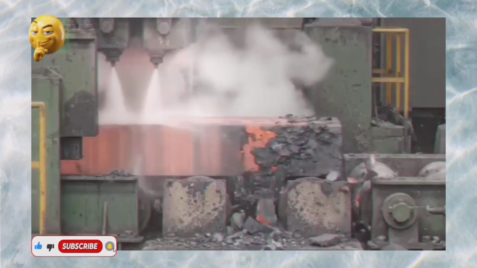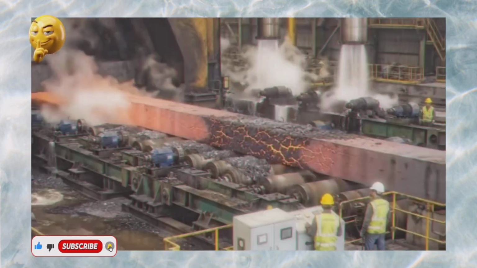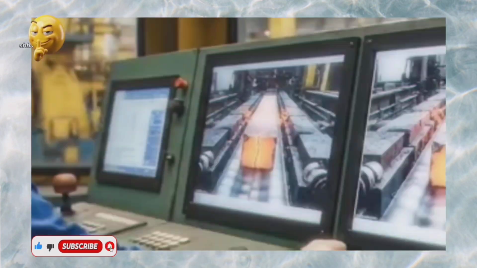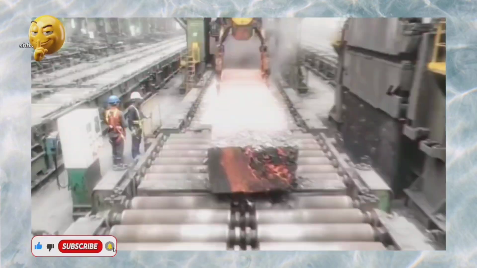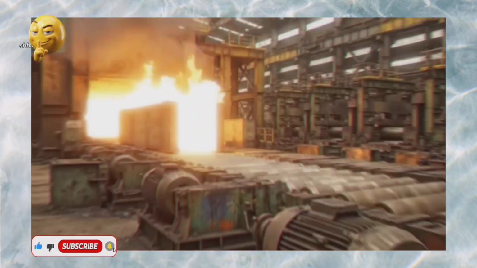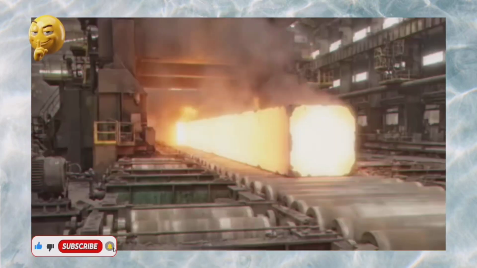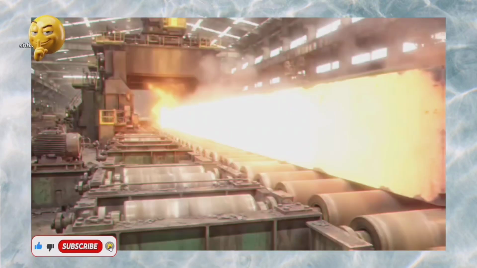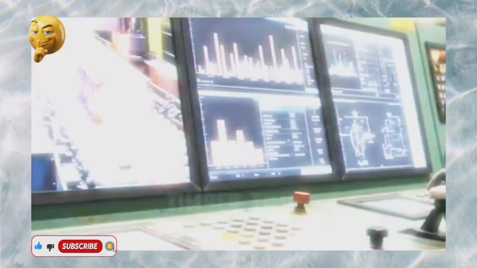Chapter 6. Steelmaking, BOF or EAF. Molten iron still contains too much carbon. It is transferred to a basic oxygen furnace, BOF, or electric arc furnace, EAF. Pure oxygen is blown into the molten metal at extreme speed. Excess carbon and impurities burn away.